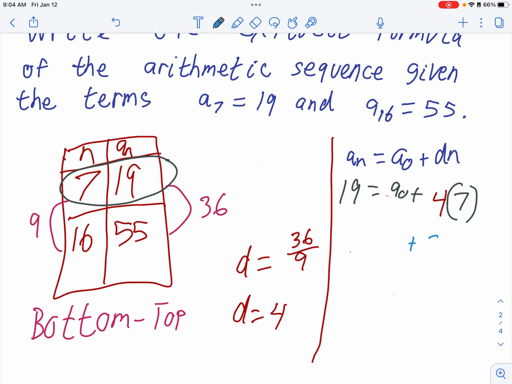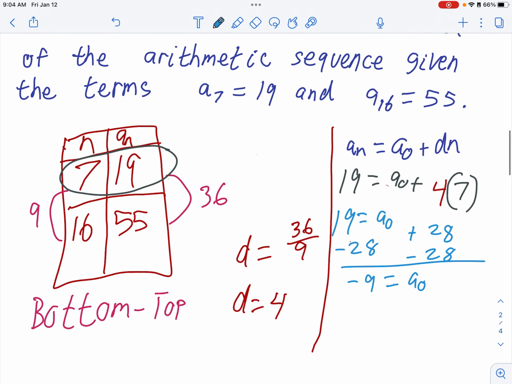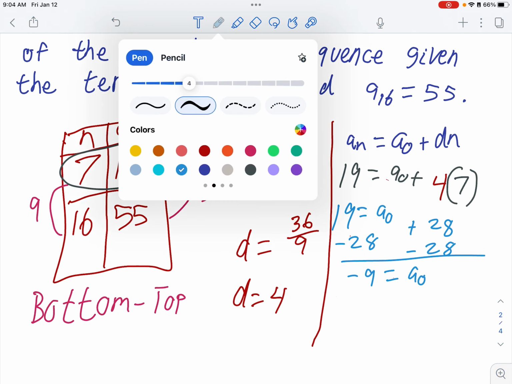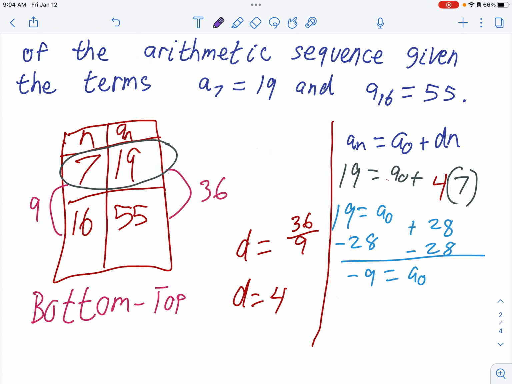Now 4 times 7 is 28. From there, we're going to subtract 28. And I get my a sub 0 term is negative 9. So for my explicit formula, it's a sub n equals negative 9 plus 4n.